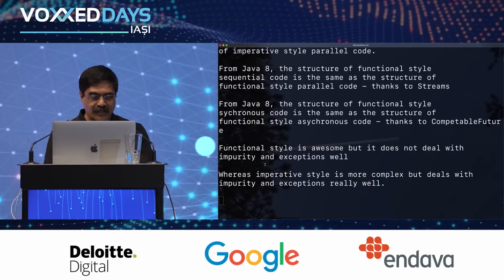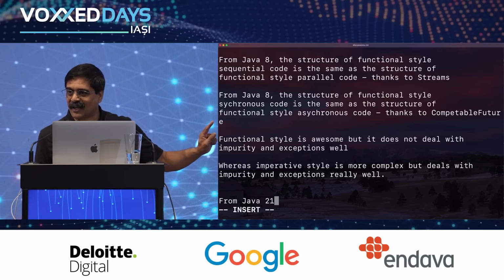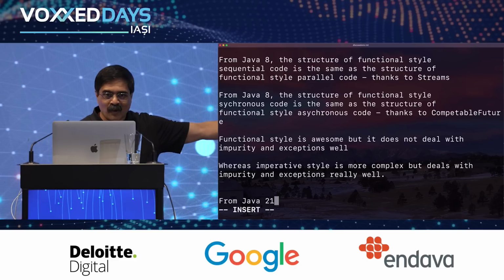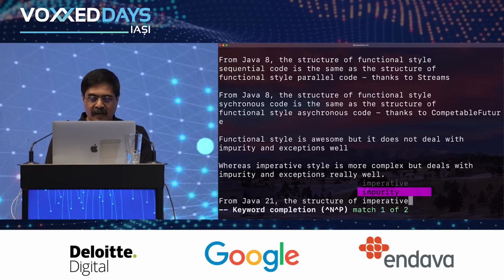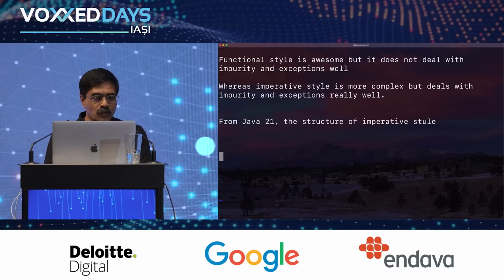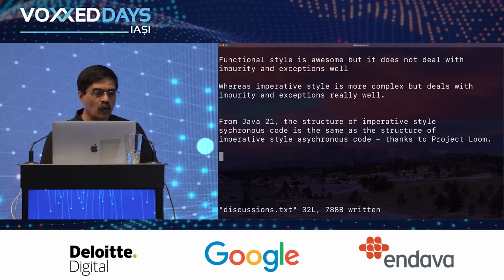So what do we learn from this lesson? What we learned in this lesson is from Java 19, more realistically 21, which is in September, which is the LTS version. This is in preview right now, but it's going to be real stuff in a few months. So from Java 21, the structure of imperative style synchronous code is the same as the structure of imperative style, you could say asynchronous, if you will, code. And of course, why? Thanks to Project Loom. And this is the beautiful world we are heading in.